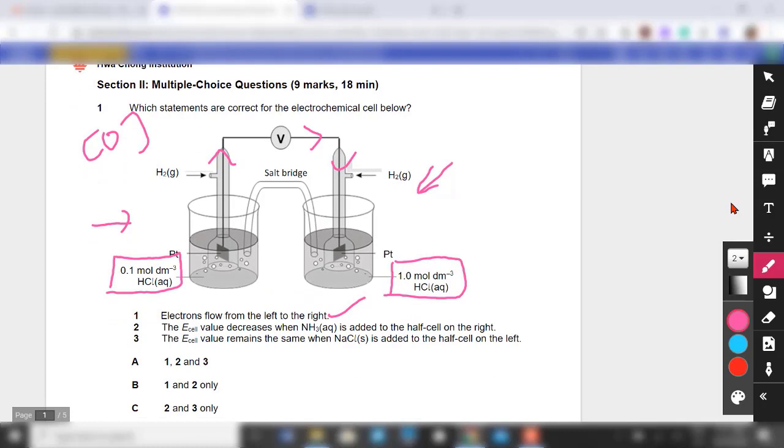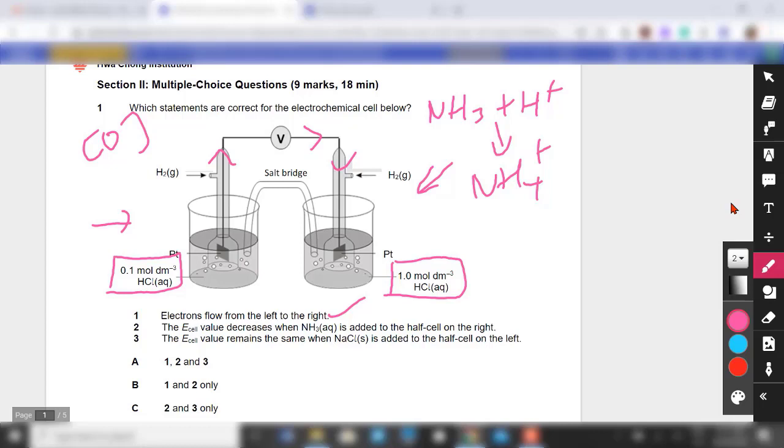If you look at the second option, the E cell value decreases when ammonia is added to the right hand side of the half cell. What is happening when you add ammonia is that ammonia will undergo acid base neutralization with H plus. So some of the H plus is consumed, which means that the total concentration of H plus on the right hand side will drop.